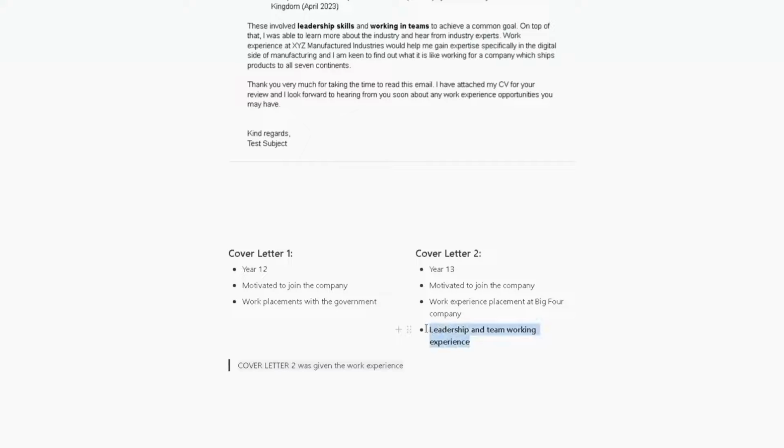Because in this case, the extra thing that it got from presentation is leadership and teamwork experience, and that was the difference between cover letter 1 not getting given the work experience it was writing for, and cover letter 2 getting that work experience. So that's a real life example and shows you how effective this can be.